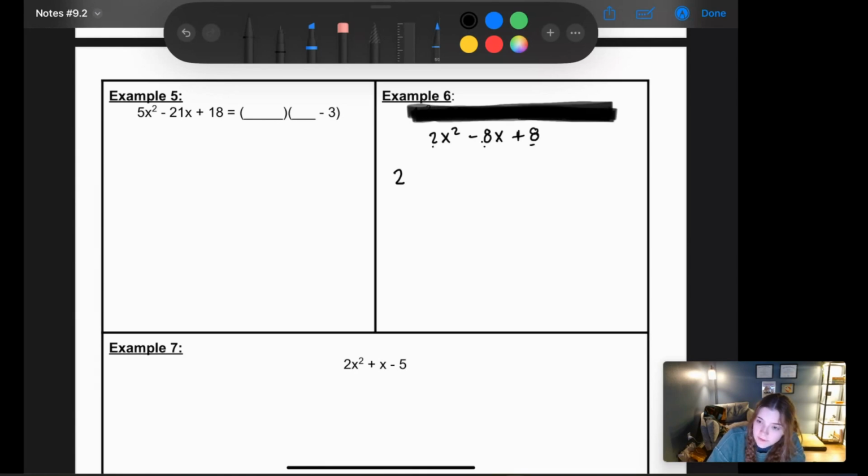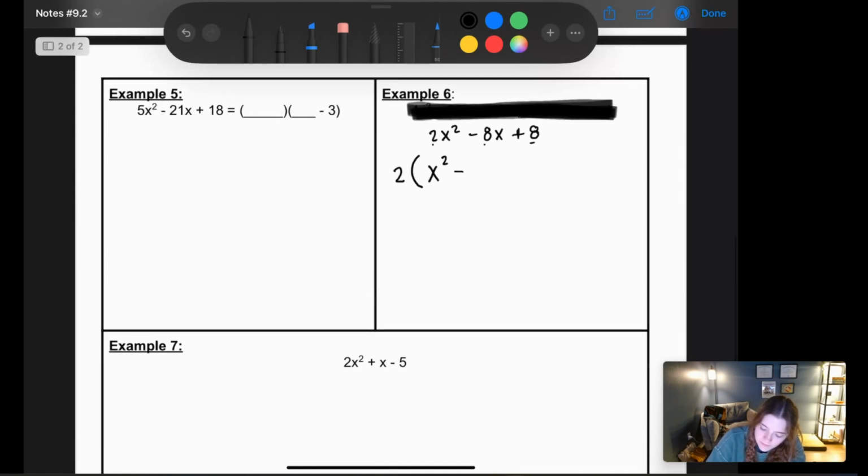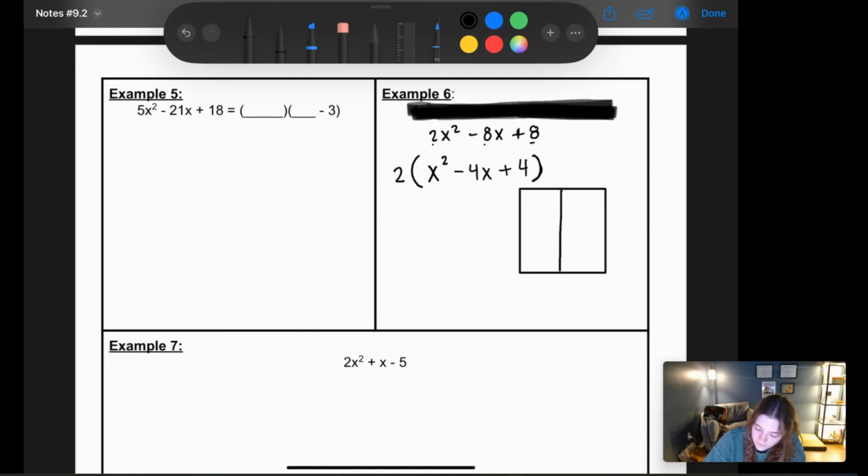Then I pull it out of the entire thing, so 2 divided by 2 is just 1, so that leaves me with x squared. Negative 8 divided by 2 gives me negative 4x. 8 divided by 2 gives me 4. And now it's just like what we did on notes 9.1. So again, I'm going to use that box method. I know to get x squared, I'm going to have x and x. And that gets me my x squared.